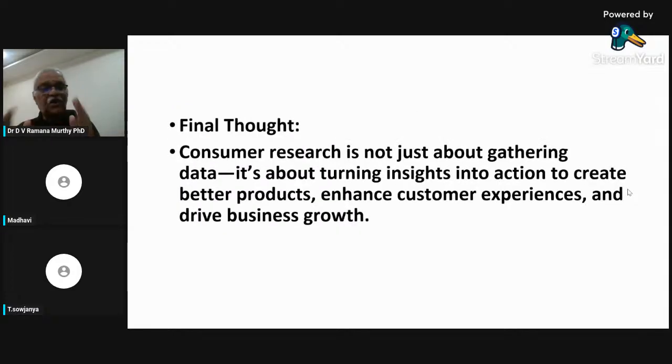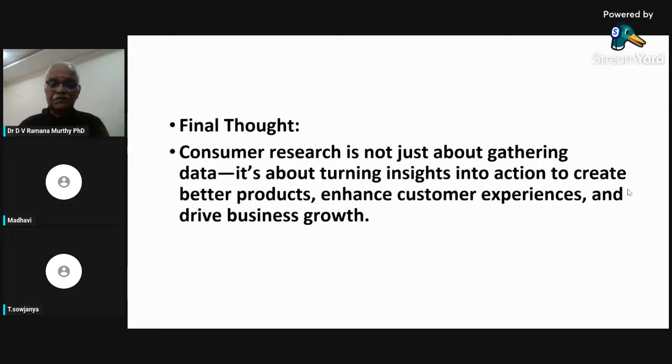So the final thought before we enter into another session is that consumer research is not just about gathering data, mind it, just collecting data here and there through questionnaires or interviews. We have already talked about it earlier, right? Through questionnaires, interviews, focus groups and all that. Now, what are you going to do with this gathered data? It's about turning insights into action.